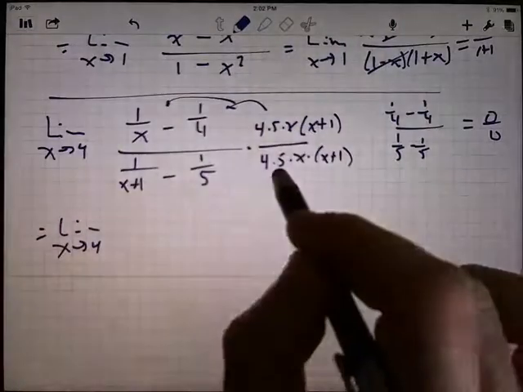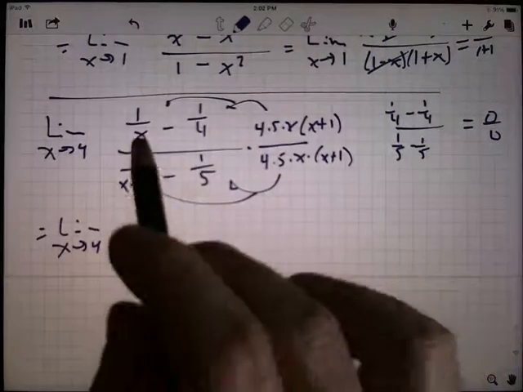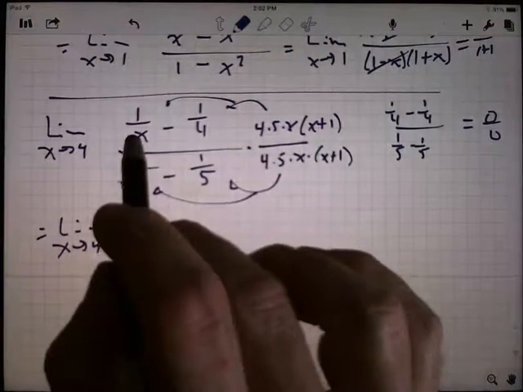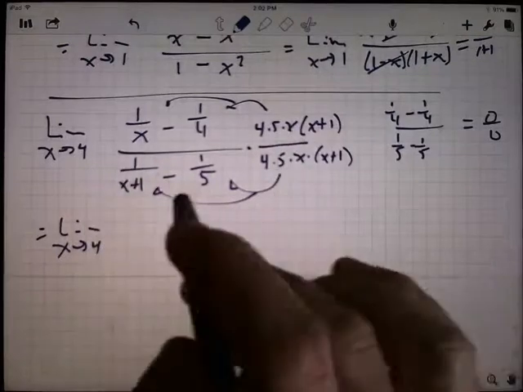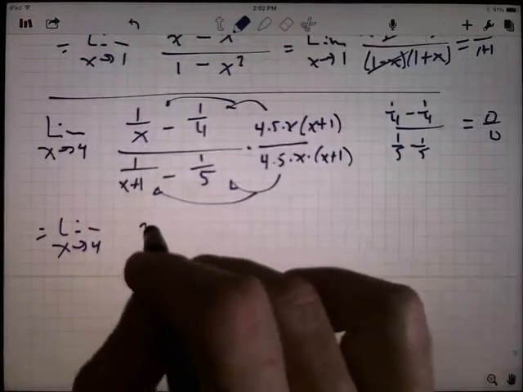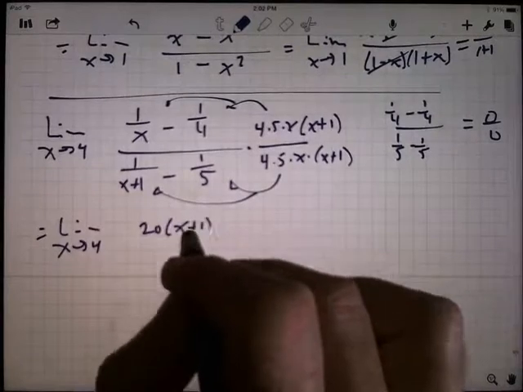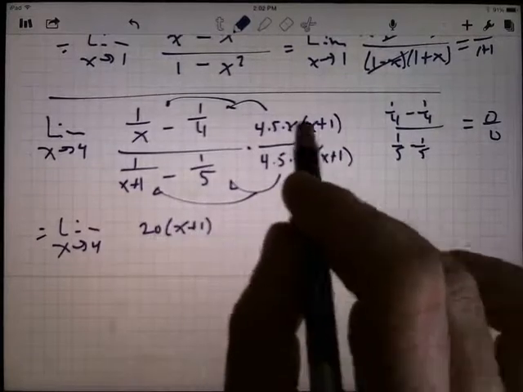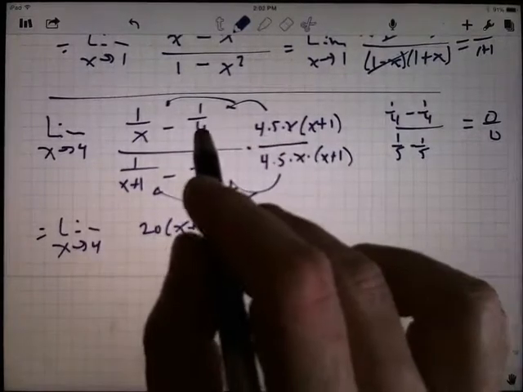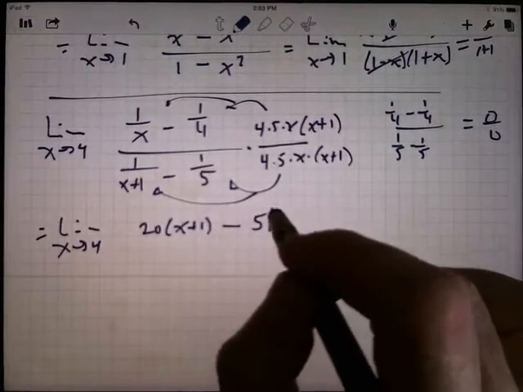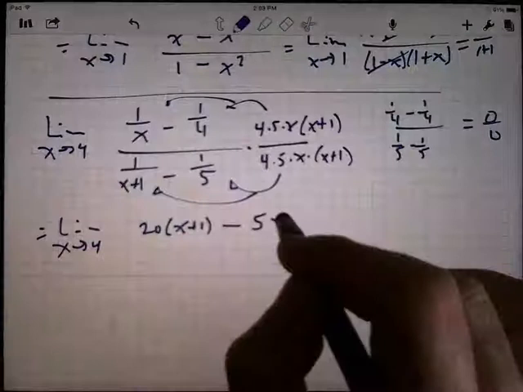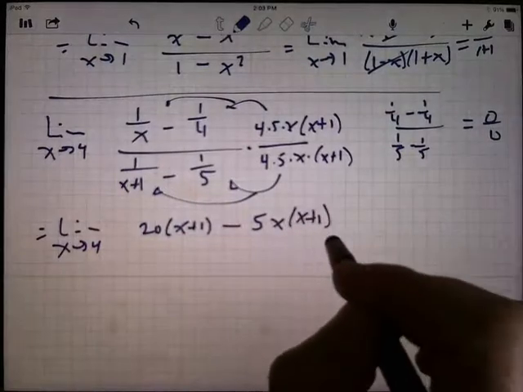Distributive property gets that into both of those, gets this into both of these. So when you multiply this by the first part here, the x's cancel out, leaving me 20 times x plus 1. The 20 is the 4 times 5, and the x plus 1 is left over. When I multiply by here, the 4's cancel out, so I've got 5 times x times x plus 1.